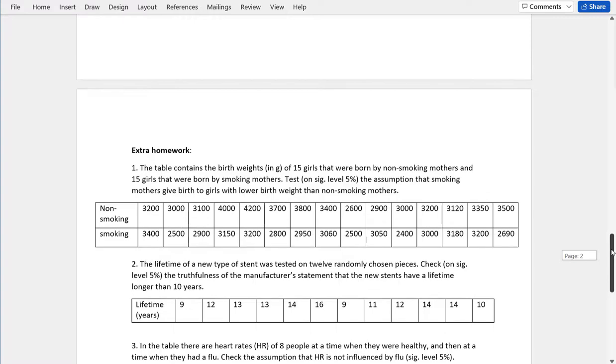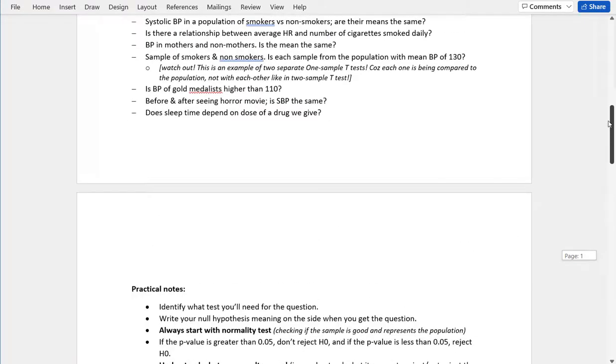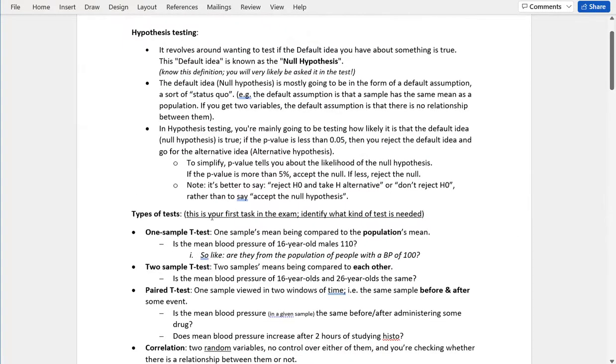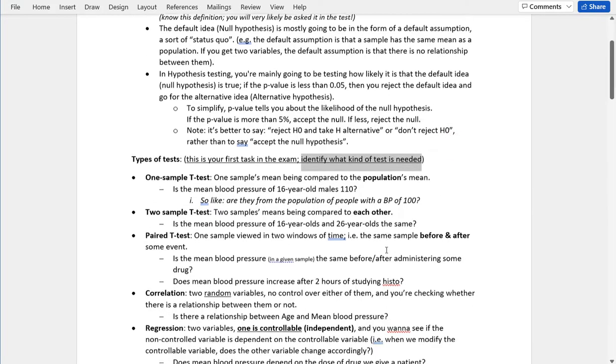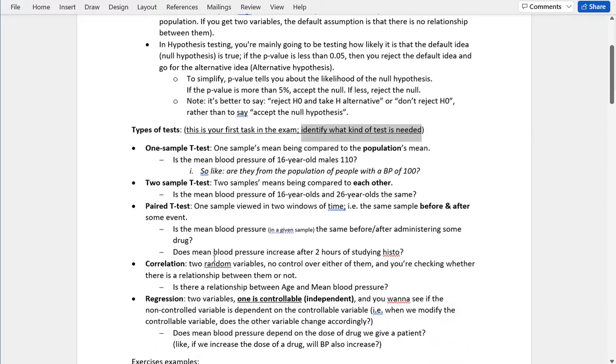So the first task that you have to do is identify what kind of test is needed. This is really, really important. There are 5 types of tests, and we'll go through each of them and explain how to recognize which test is required.